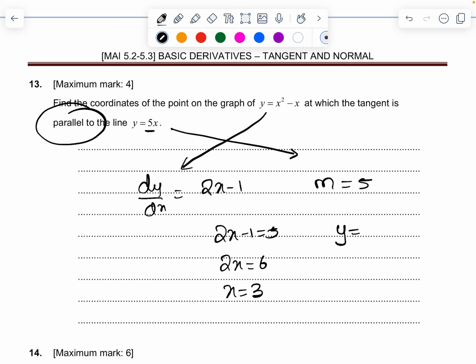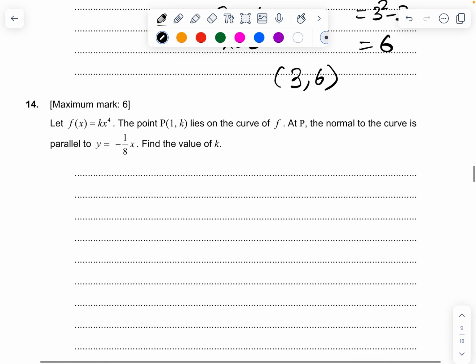So plug in y equals x squared minus x, which is 3 squared minus 3, which is 9 minus 3, 6. 3 comma 6.